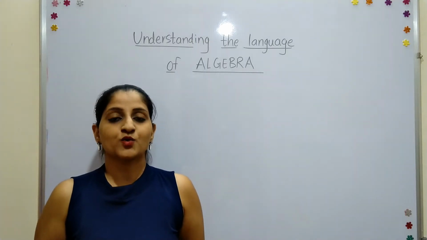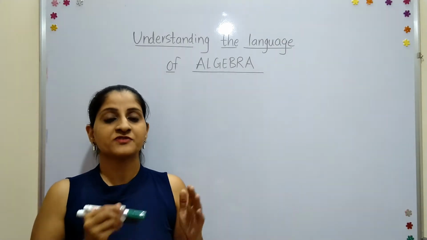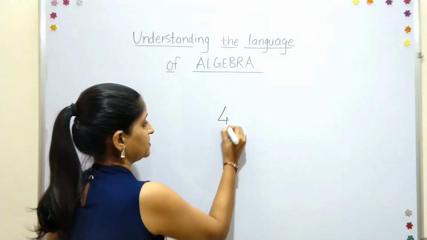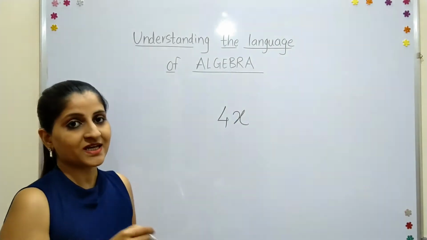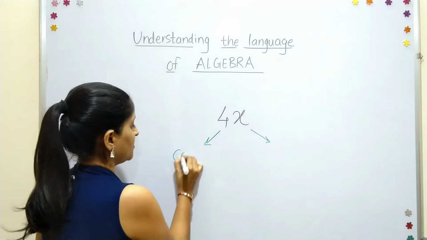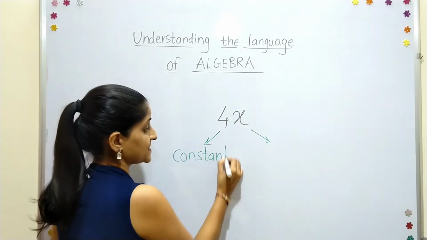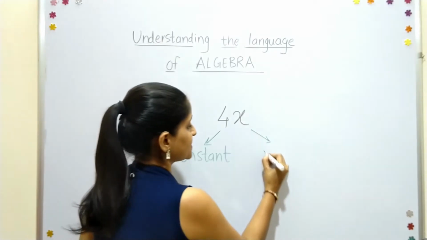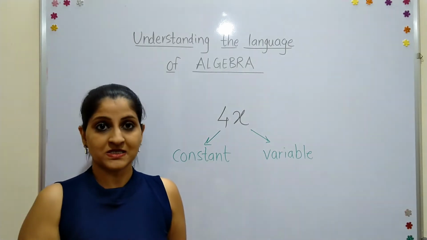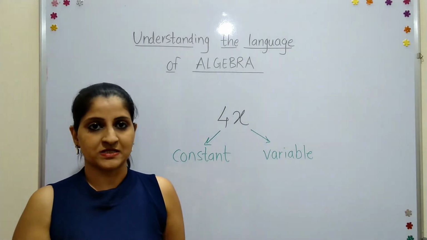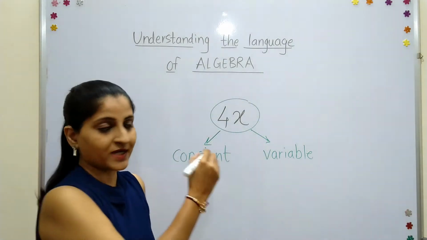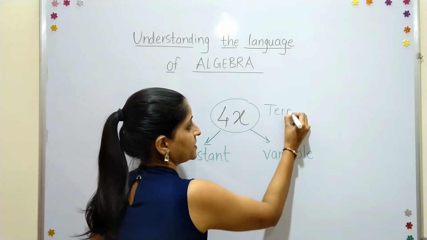We will begin our video with understanding the meaning of technical terminologies that are used in algebra. If I write 4x here on my board, it has altogether two different parts, 4 and x. 4 is a number which is called the constant, and x in algebra is called the variable. A variable is something whose value varies, meaning it can have different values. And 4x entirely together is called a term in algebra.